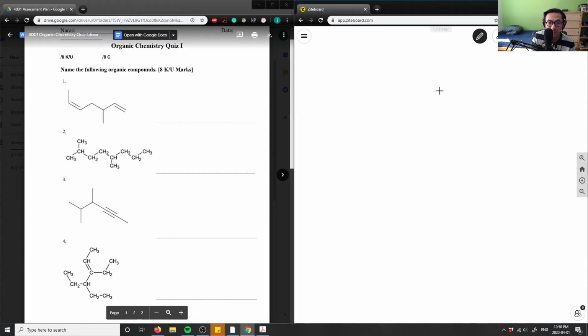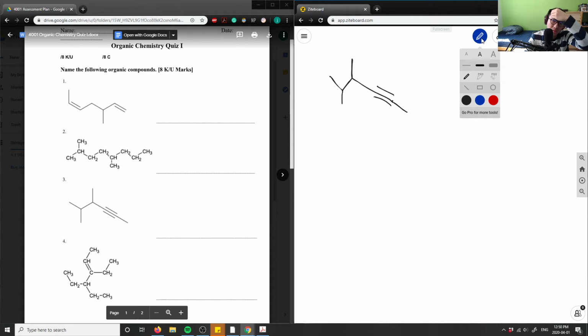So I'm going to draw this. This is 1, 2, 1, 2, and this triple bond here, and then one. Okay, so how would I label this compound?